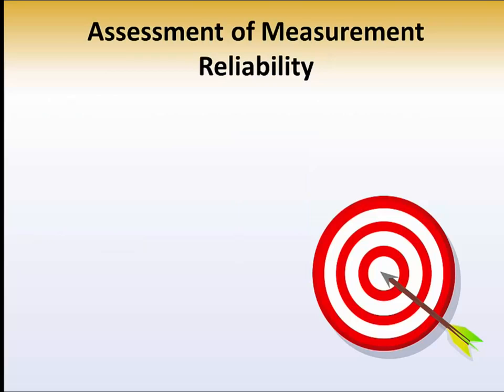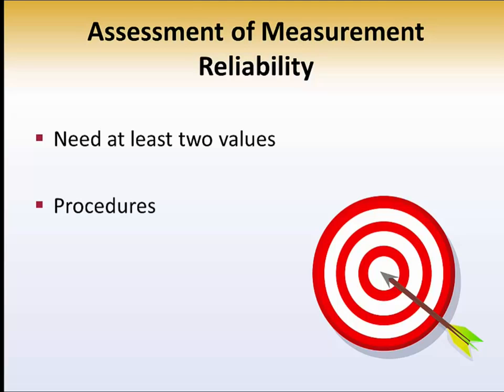How do we actually assess measurement reliability? Well, we have to have more than one value. Most of the time we have two values, but sometimes we may have more than two values measuring the same concept. How can you determine consistency if you don't have it at least twice? So the procedure is going to be to use some correlational technique. The most common technique is a simple correlation between two values.